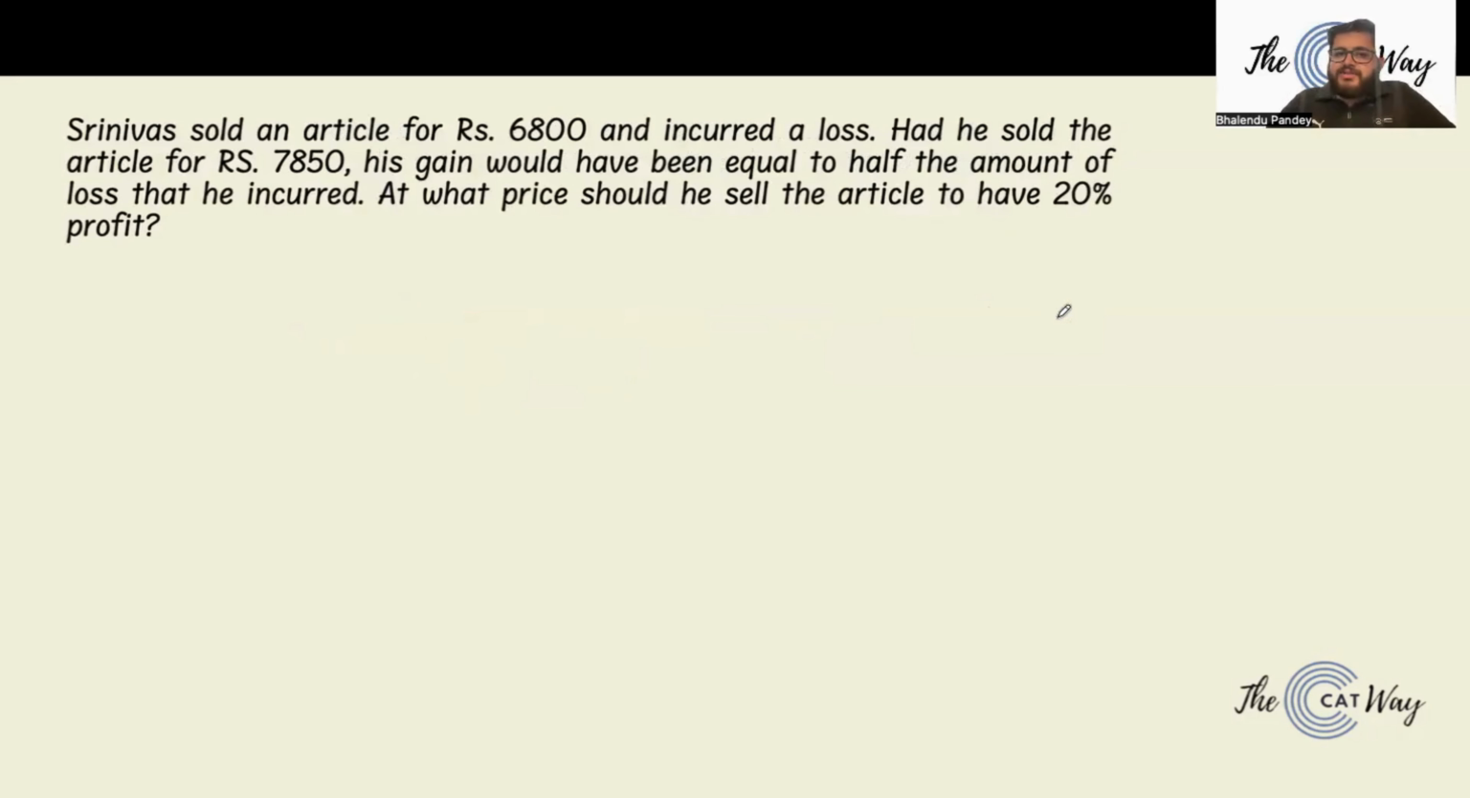Srinivas sold an article for 6,800 and incurred a loss. So at 6,800 we have a loss. Had he sold the article for 7,850, his gain would have been equal to half the amount of loss that he incurred. So whatever was the loss after selling at 6,800, its half is the profit on selling at 7,850. At what price he should sell the article to have 20% profit?